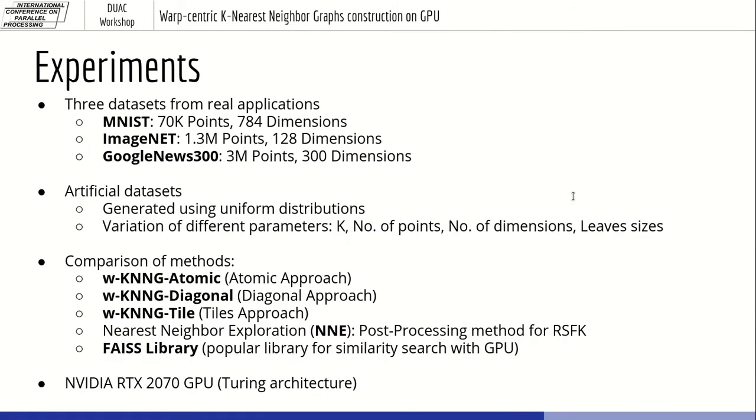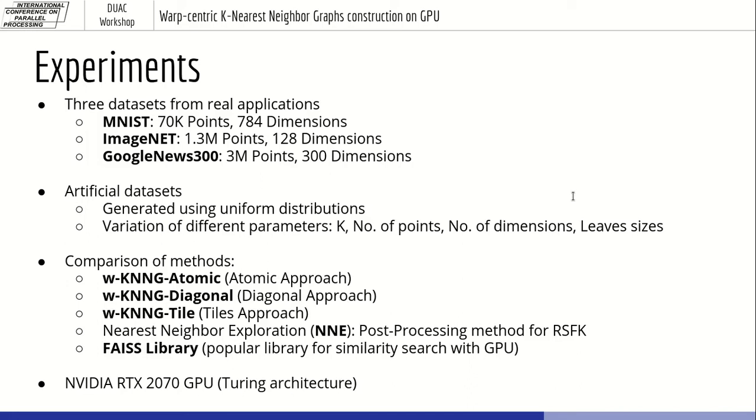To perform our experiments, we have used 3 real datasets, each one with different numbers of points and dimensions. We also have used artificial datasets generated using random sampling from random distributions. These artificial datasets have different numbers of points and dimensions, and were used to execute the algorithms with different values of k and the leaf sizes.